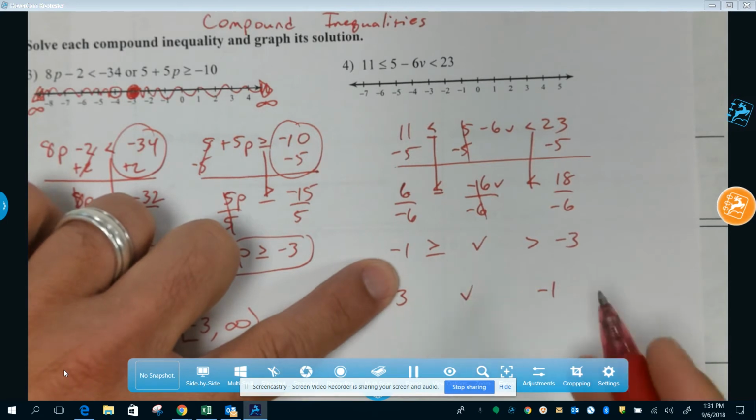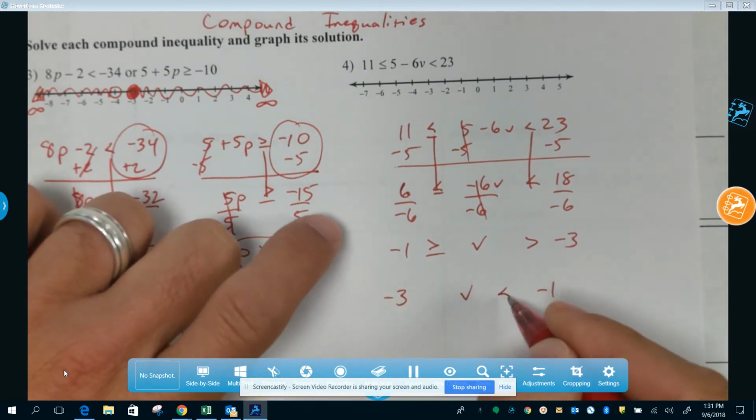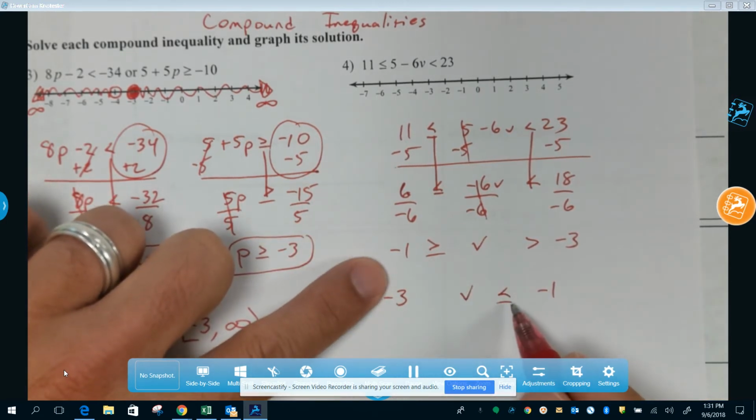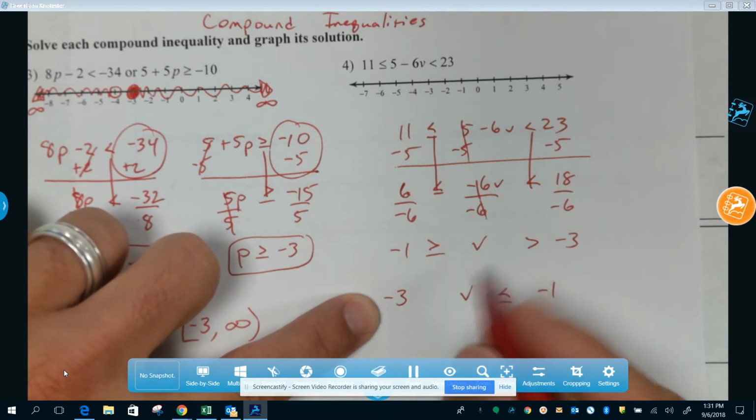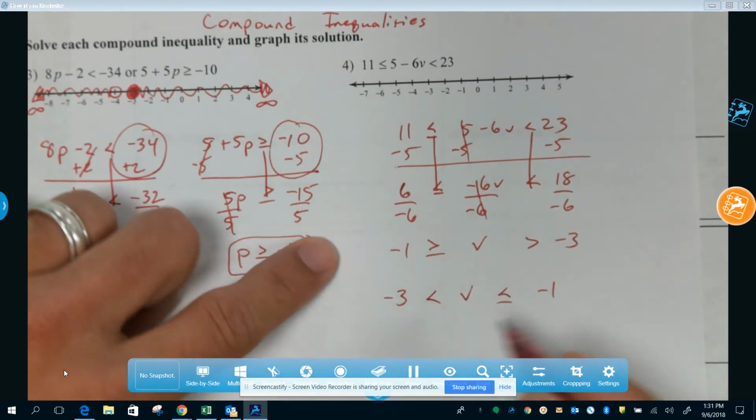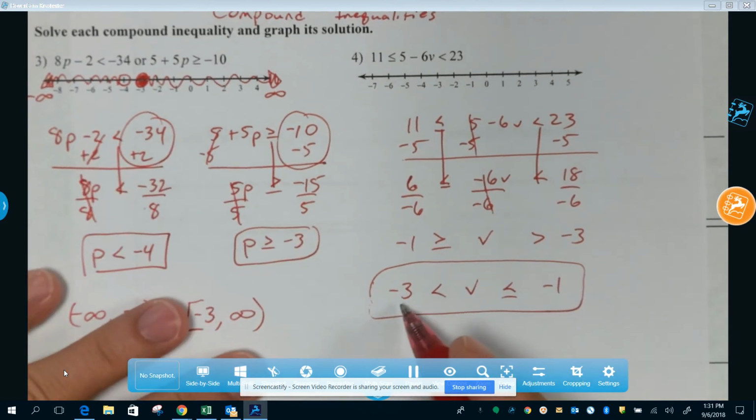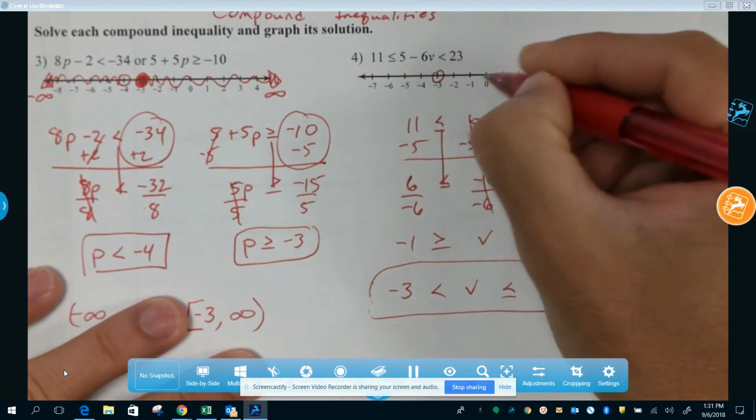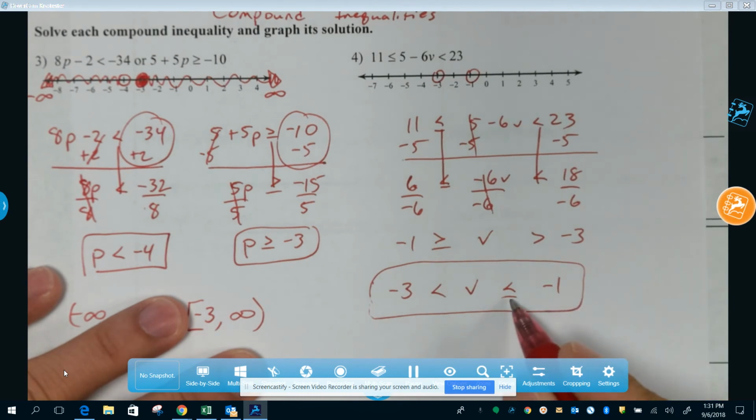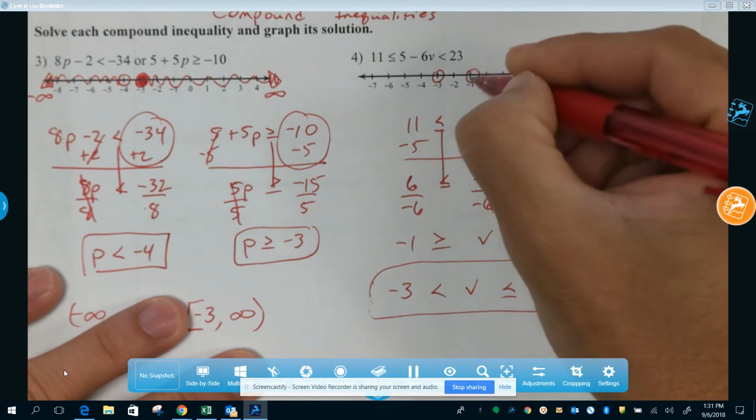Now, between the v and the negative 1, it's eating the negative 1 originally. It needs to continue eating the negative 1 when you switch it. Here, between the negative 3 and the v, it's eating the v. It needs to continue to eat the v when you switch it. Okay, so here we will circle our two numbers, negative 3 and negative 1. And the only one that's filled in is the negative 1. It's got the equal to.